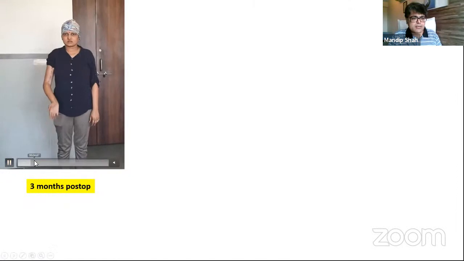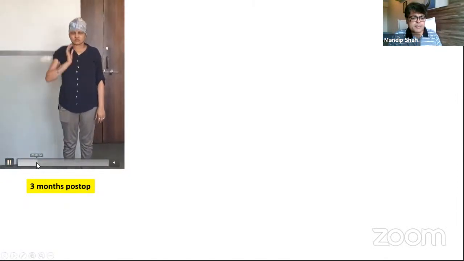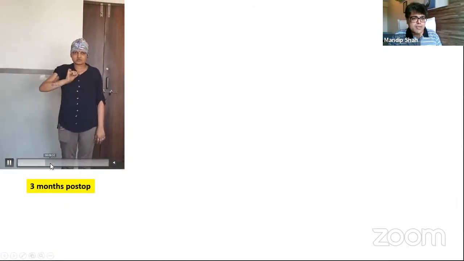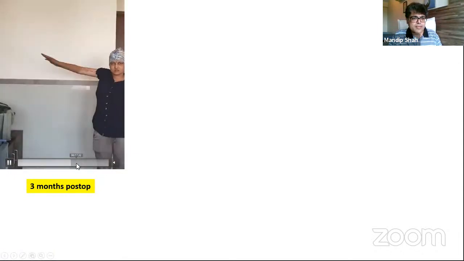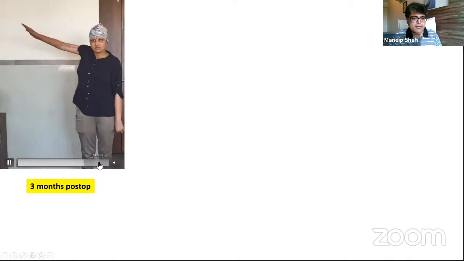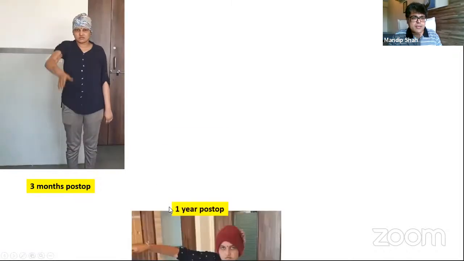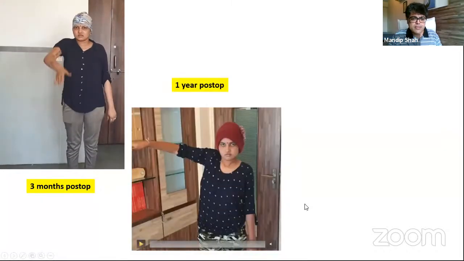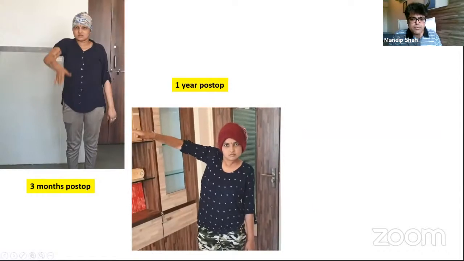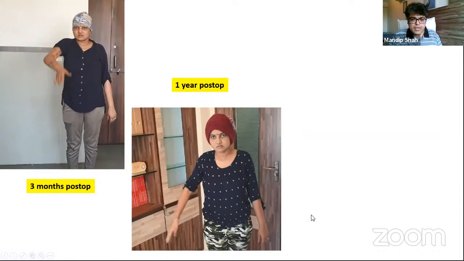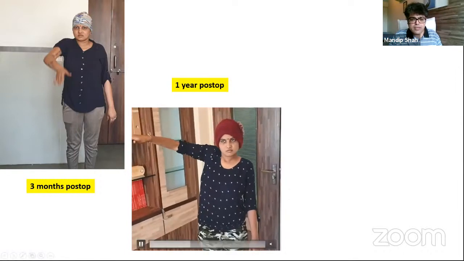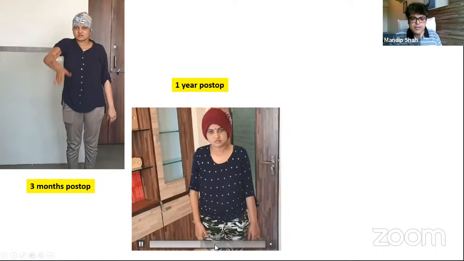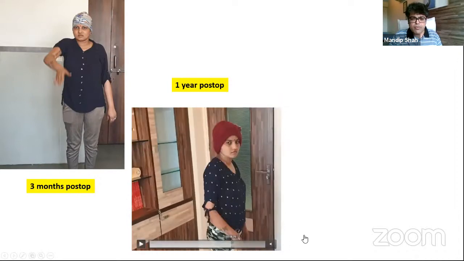As you can see, the patient has a little bit of function at the shoulder, and she has an elbow contracture. Little bit of abduction and little bit of forward elevation, you can see. At 1 year, the function has remarkably improved. She has around 90 degrees of abduction, and her elbow is also stretched out significantly. And she has a good forward elevation also.